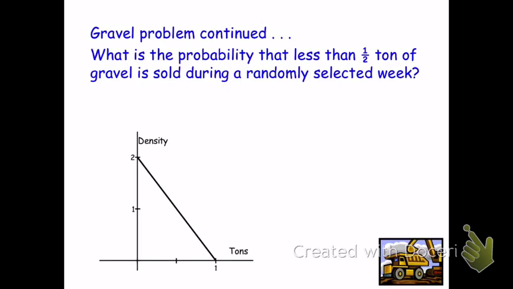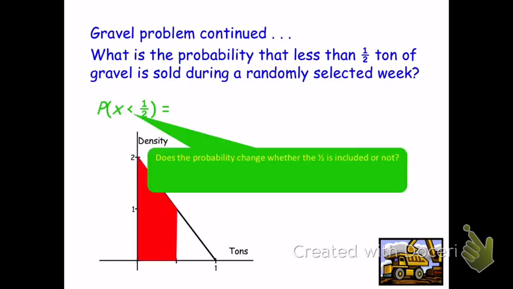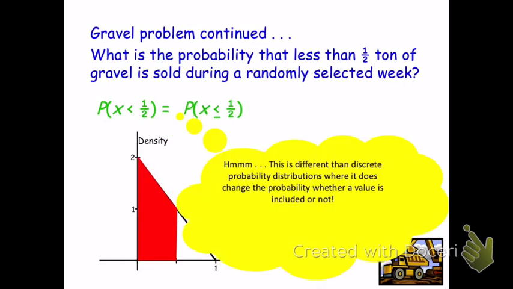How is that different than at most 1/2? It's not any different. So does the probability change whether 1/2 is included or not? Nope. Exactly is 0.